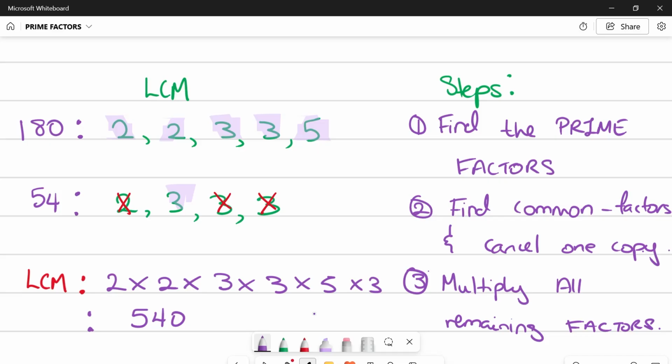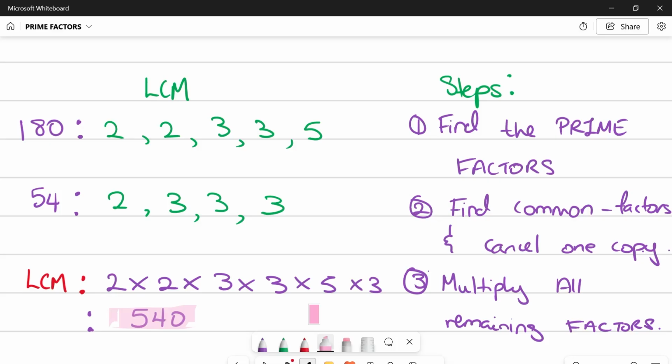The lowest common multiple of 180 and 54 is 540. The first step of using the prime factors approach to finding the LCM of numbers is to firstly find the prime factors of both numbers. The prime factors of 180 were 2, 2, 3, 3, 5. The prime factors of 54 were 2, 3, 3, 3.